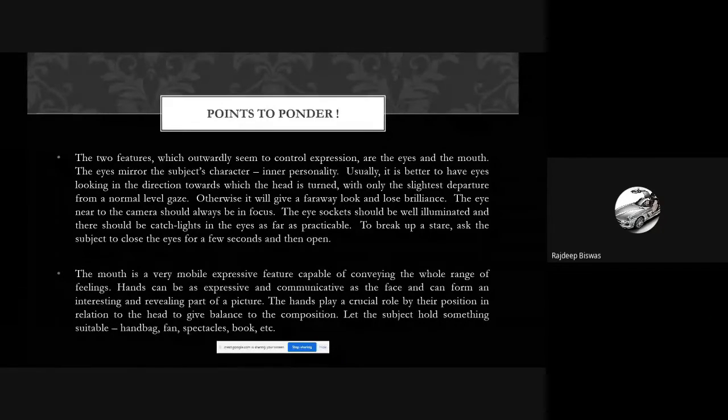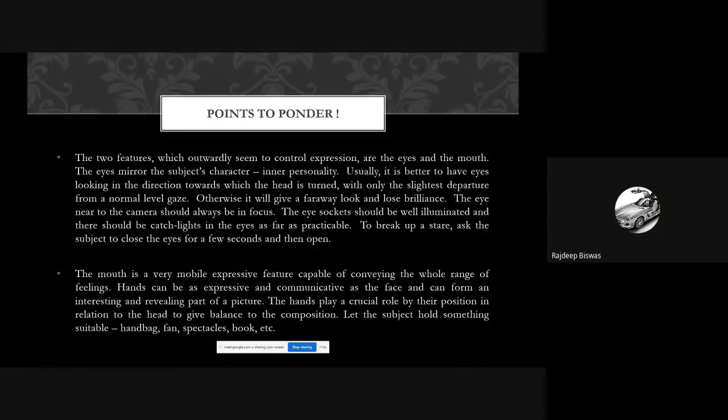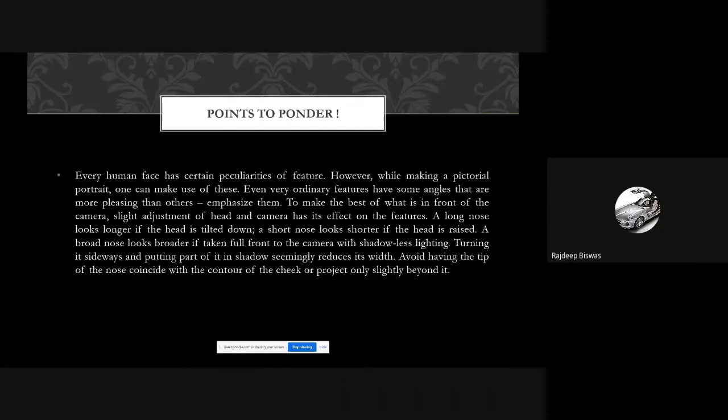And if you see that the hand is creating much highlight, you can always use a scarf or a handbag or spectacles or a book or anything like that in the hand, just to divert that attention. Okay.